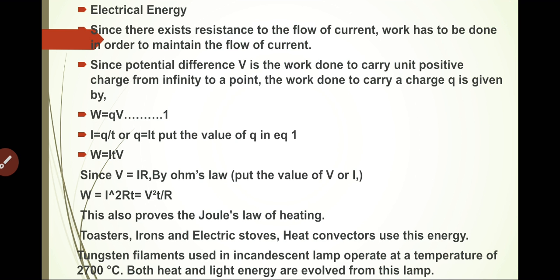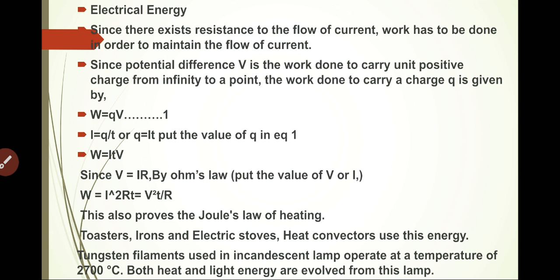But when we talk about current, that means charge flow per unit time, and we derive it as I is equal to Q by T. When we transpose it, we get Q is equal to IT. Just put the value of Q in equation 1. You will get W is equal to ITV, right?